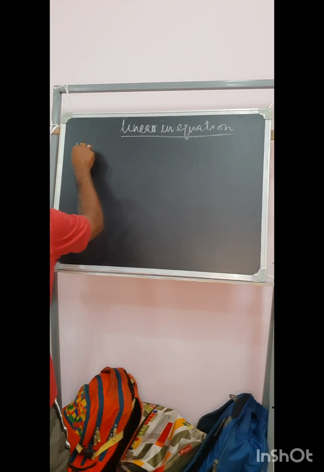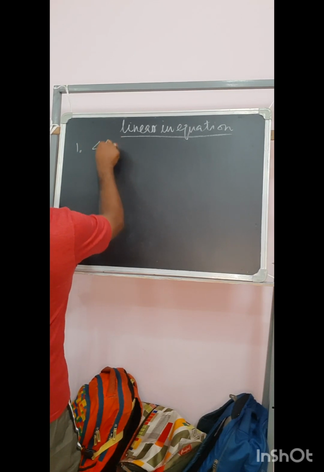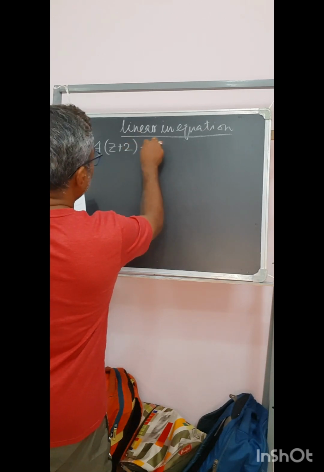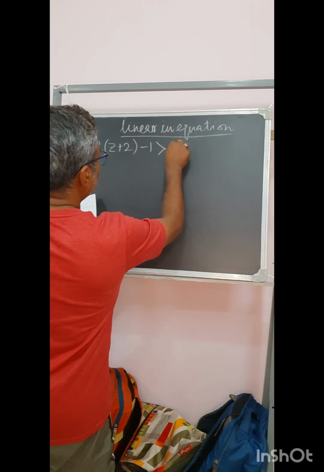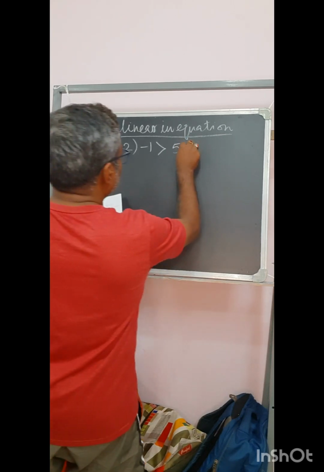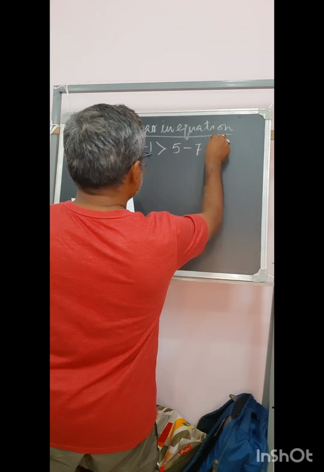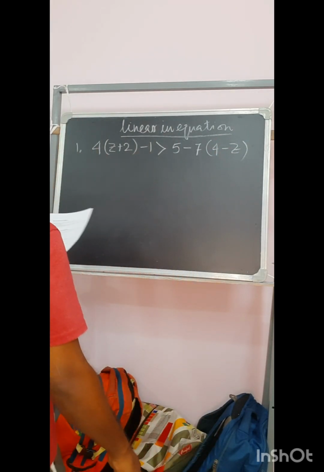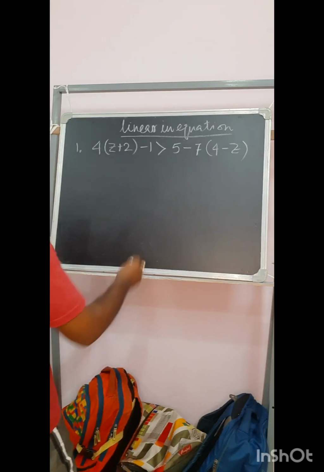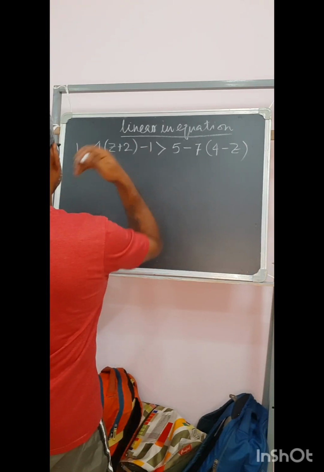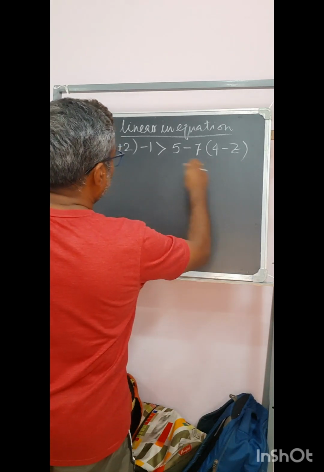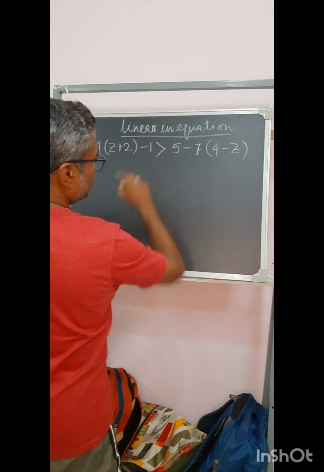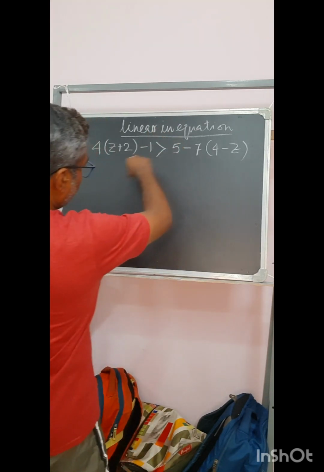So the first problem comes, this is 4z plus 2 minus 1 greater than 5 minus 7, 4 minus z. So this is an inequation you can understand, because those two expressions on either side, this is left hand side and right hand side, are not related with an equal sign. Okay, rather with a greater than sign.